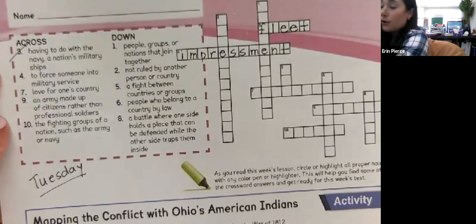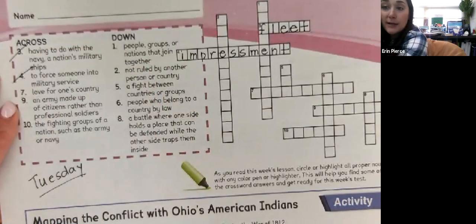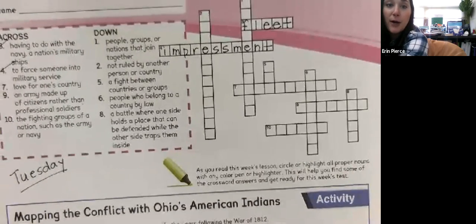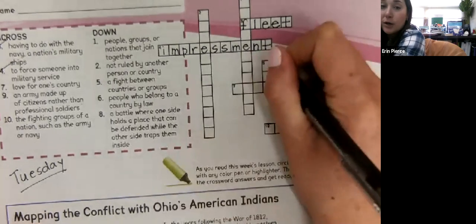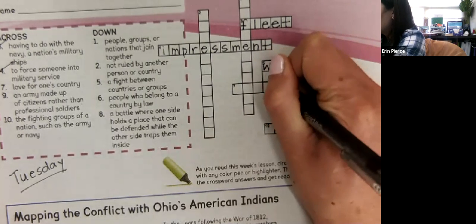Now that I've done 2 across with you, let me see if I can do maybe 1 or 2 going down and see what you guys can come up with for the rest. Let's see here. We are going to look at number, let's say 5, a fight between countries or groups, a 3-letter word. Well, a 3-letter word that goes with fight might be war.